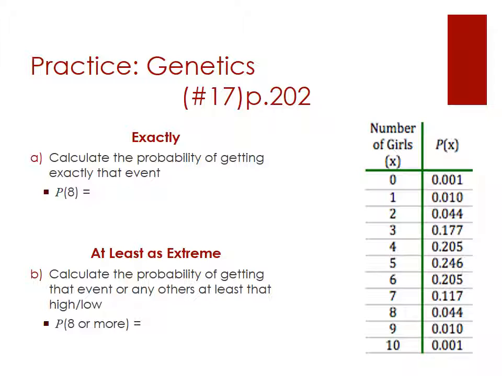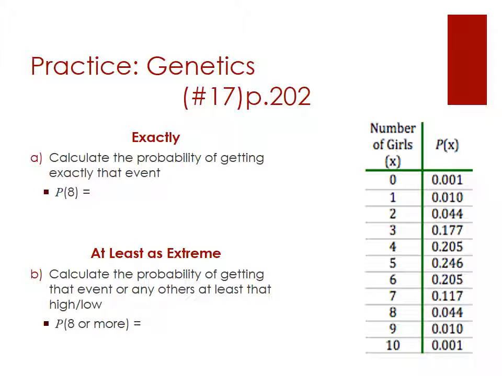So now we're looking at number 17. Number 17 is a different kind of problem we haven't worked with before, so let's work through this together with a little bit more detail. We've got 2 components. We're solving for an exact probability, so the calculated probability of getting exactly that event, in this case the probability of having 8 girls out of 10 births.